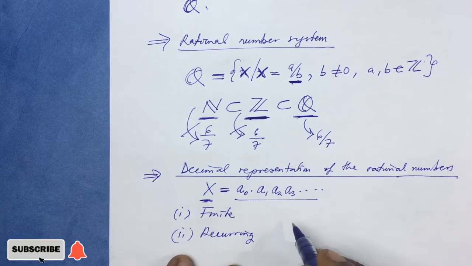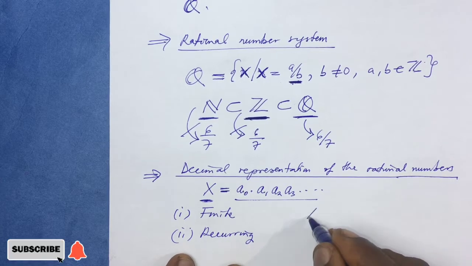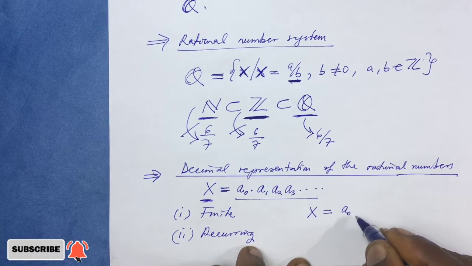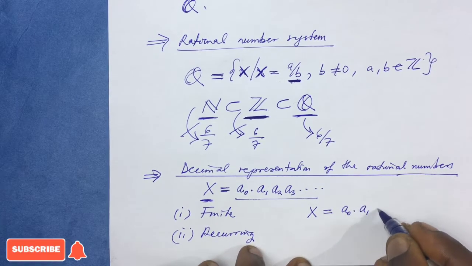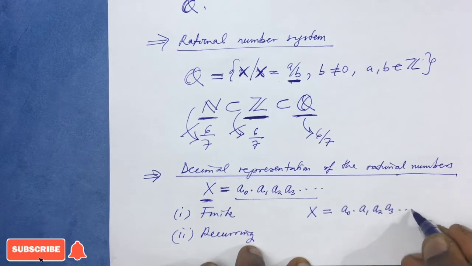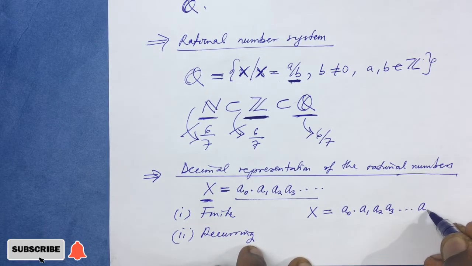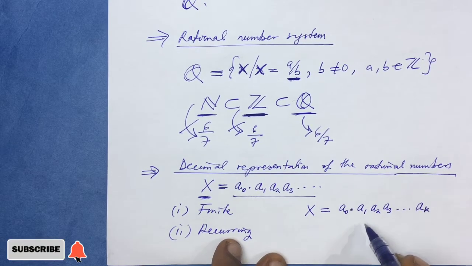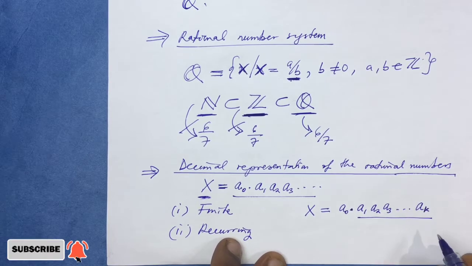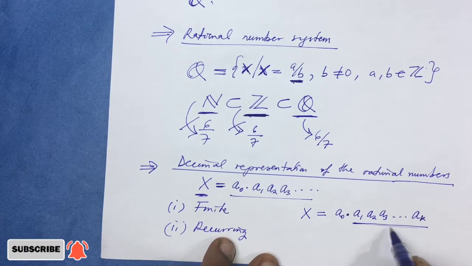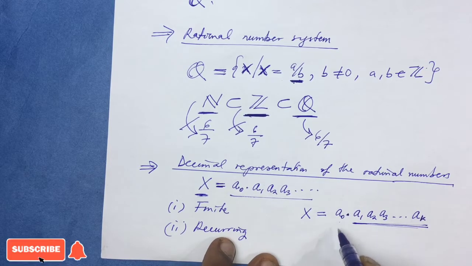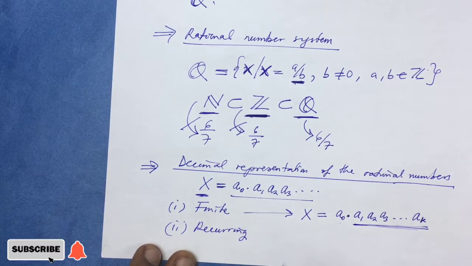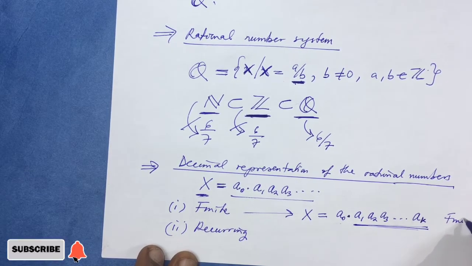So what is a finite decimal? When you have rational numbers in decimal form giving you numbers like this: a0.a1a2a3 up to a fixed number ak. Notice that after the decimal point you have a fixed number of digits. If a fixed number of digits exists after the decimal point, then this kind of rational number, when expressed in decimal, is called a finite decimal.